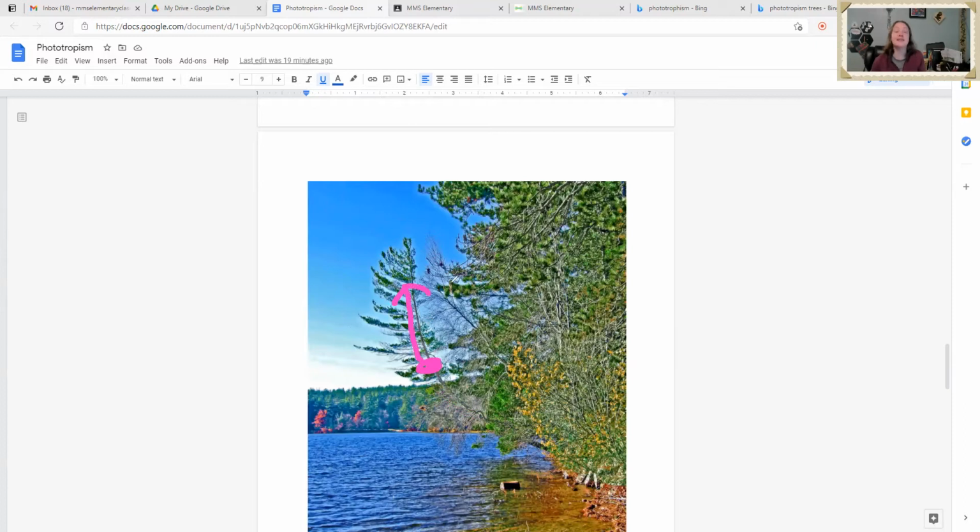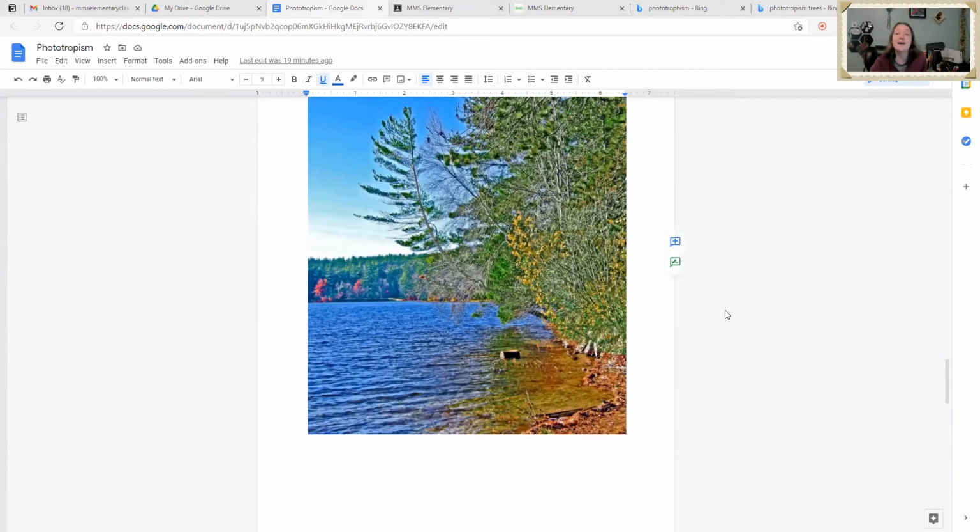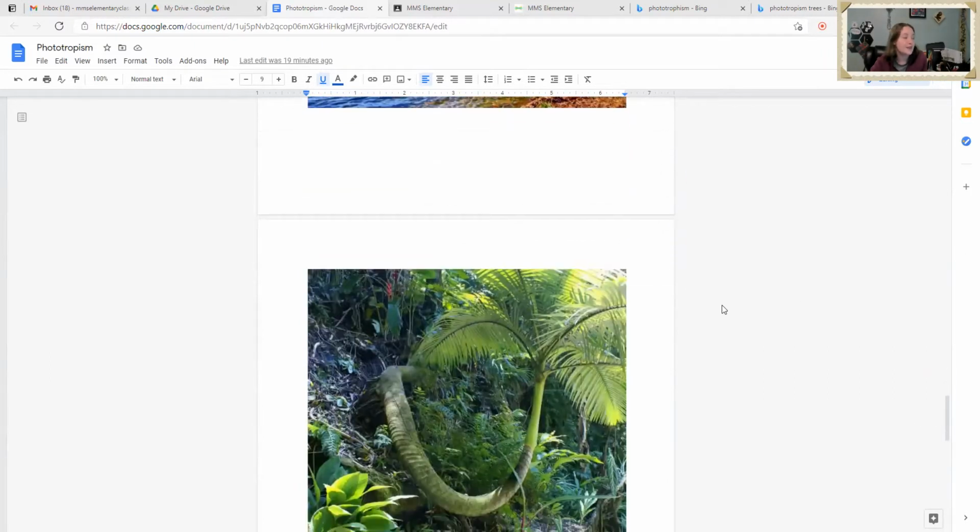You can see lots of examples of this. There might even be some in your yard if your yard has shady areas and sunny areas. But if you don't have that, keep an eye out next time you're in the forest. Keep an eye out for this phototropism.